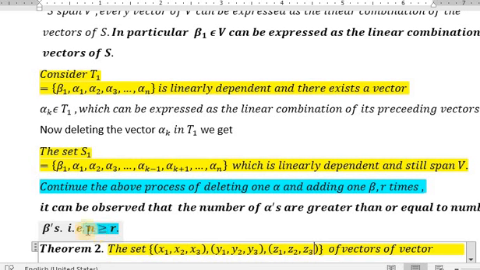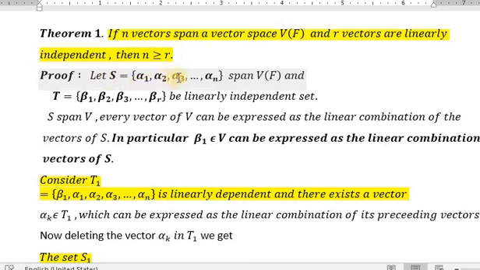So that is n is greater than or equal to r. By continuing the process of deleting one alpha and adding one beta r times, it is observed that the number of alphas is greater than or equal to the number of betas. So that is n is greater than or equal to r. Hence the proof.